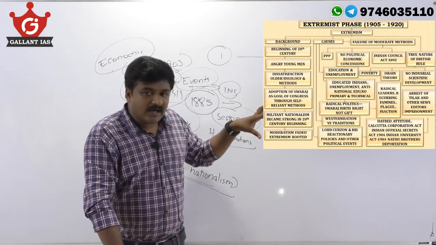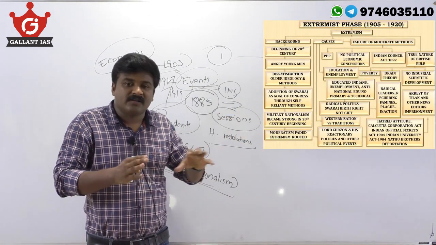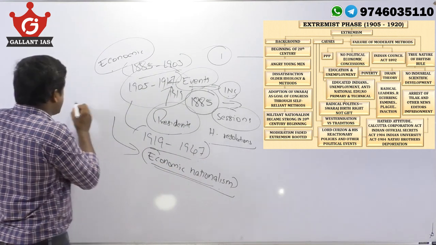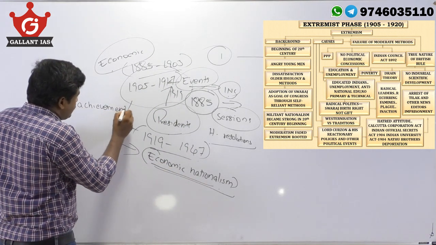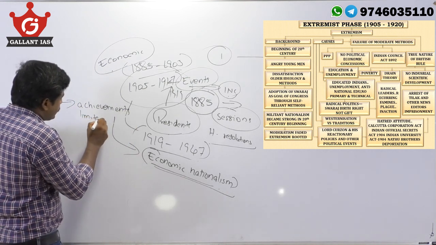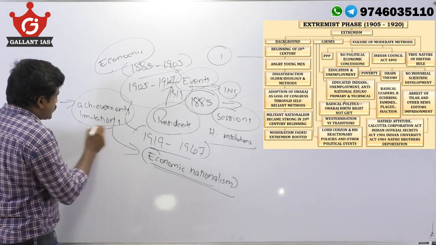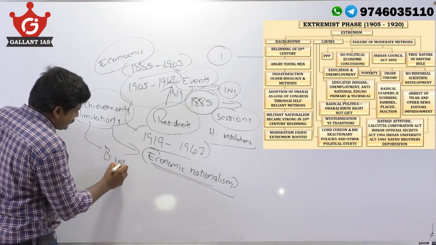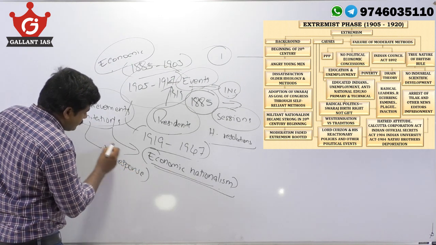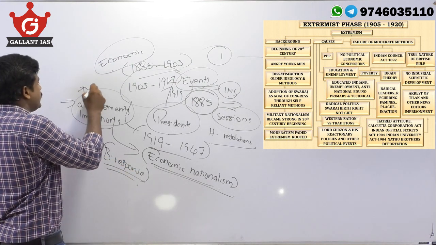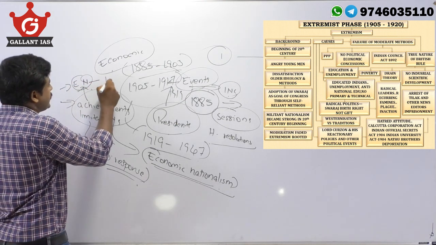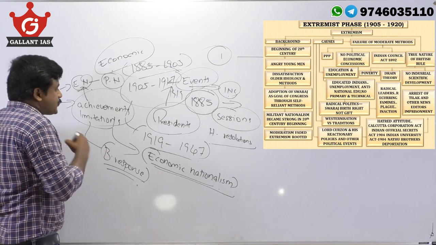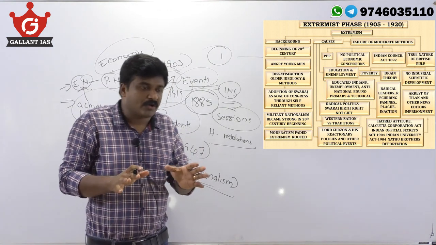Now the next, here you will be focusing on the moderates, their contributions, their major achievements, their limitations, and the British response. And how they contributed to the growth of economic nationalism and thereby political nationalism in India. That you have to focus upon.